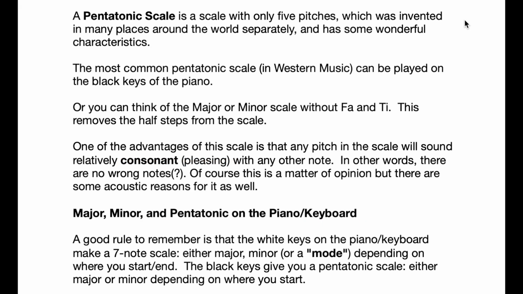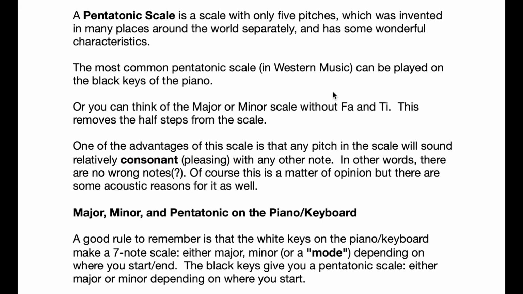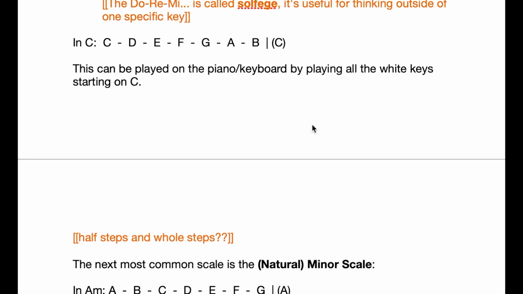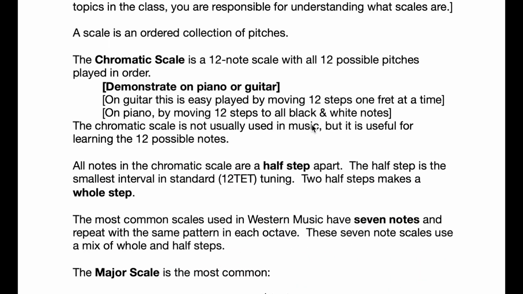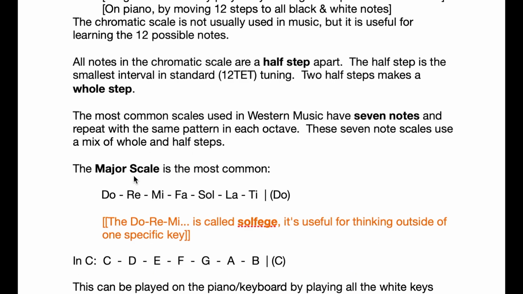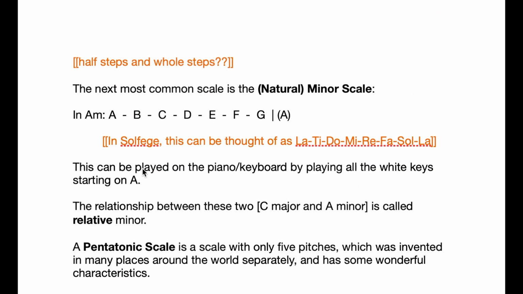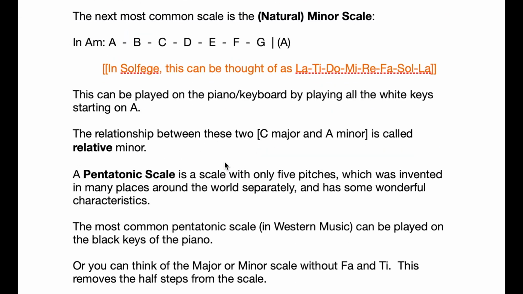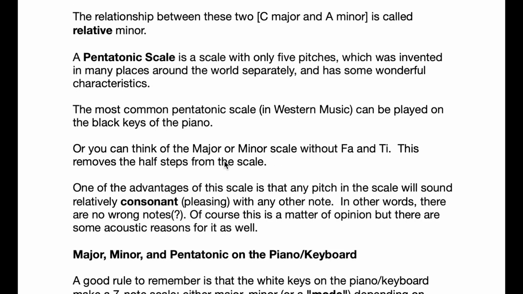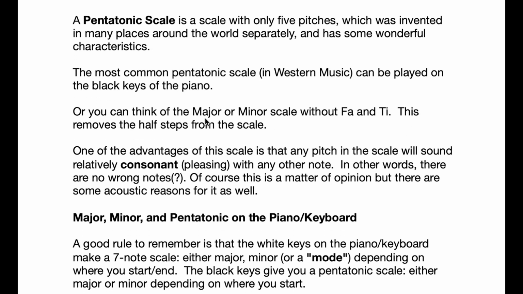The last of the common scales that we're going to talk about is the pentatonic scale. So these are the four scales that I would like you to know: the chromatic scale, the major scale, the natural minor scale, and the pentatonic scale. Now, the pentatonic scale, as you might tell from the name, is a scale with 5 notes. That's what pentatonic means, 5 notes. We talked about the fact that most scales have 7 notes. Pentatonic is an exception to that.